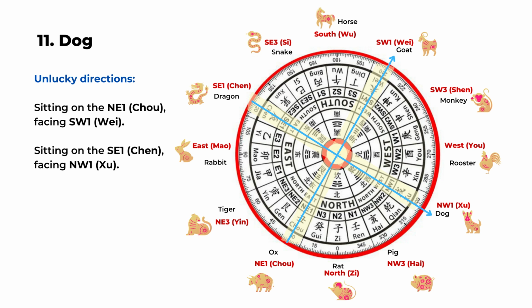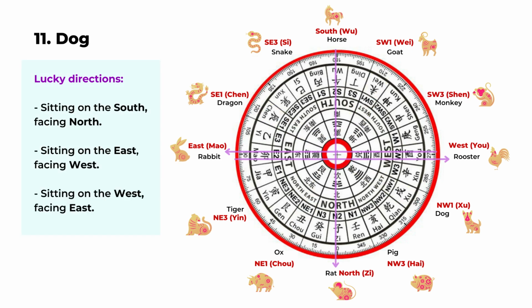The animal sign of the dog belongs to the northwest 1. So the first unlucky direction is facing northwest 1 and sitting on southeast 1. The second unlucky direction is when sitting on the northeast 1 and facing southwest 1. For the lucky directions for dogs, you can see the east and west are very lucky for either direction of sitting or facing. Another lucky direction is sitting on the south and facing north.